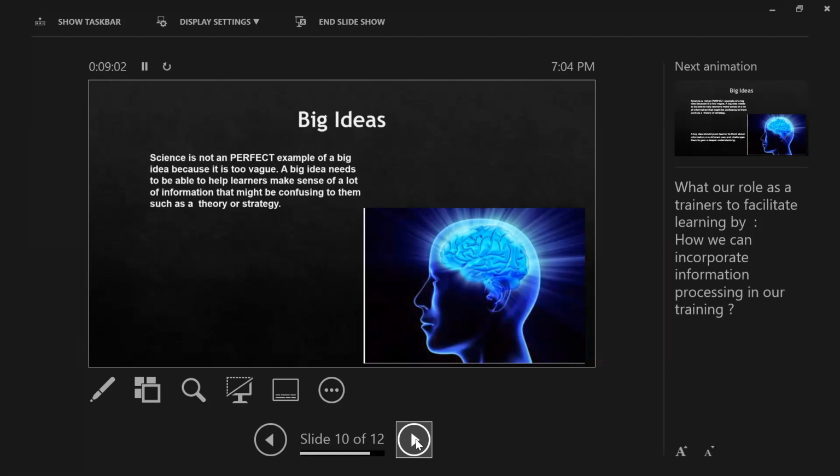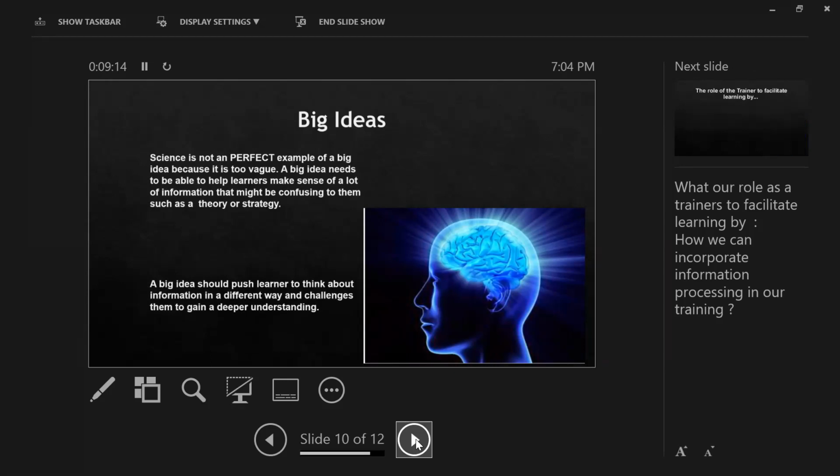A big idea needs to be able to help learners make sense of a lot of information that may be confusing to them, such as a theory or a strategy. A big idea, what I believe, should push learners to think about information in a different way and challenge them to gain deeper understanding.